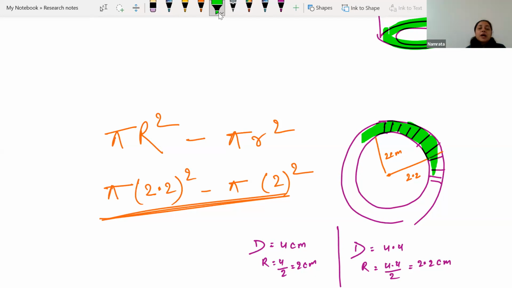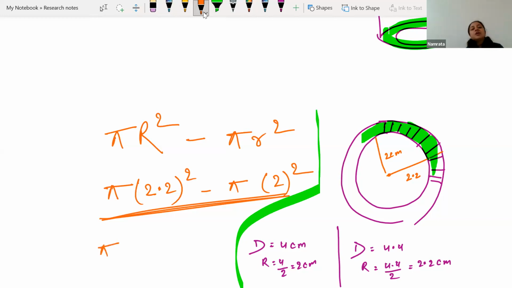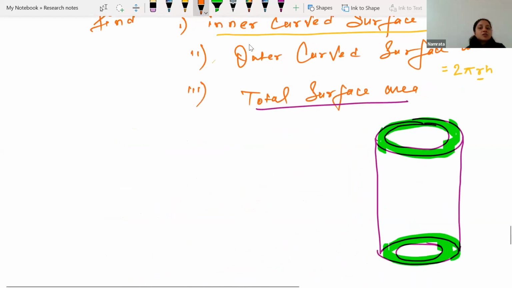I can show you also. Once you have a bigger circle, if you cut down the smaller circle from it, you will just have a ring kind of structure. So here you will have pi times 2.2 square, and from here you will get the area. That area you have to use here for finding the total surface area.